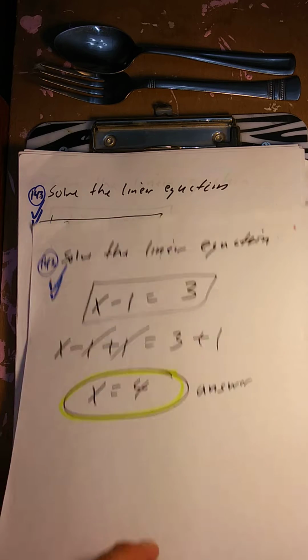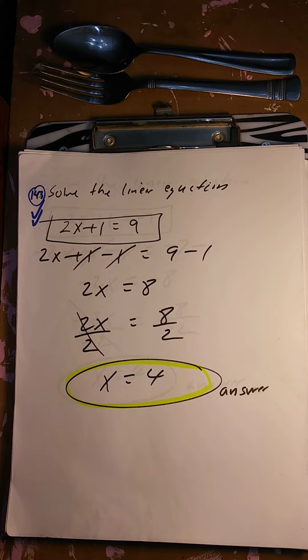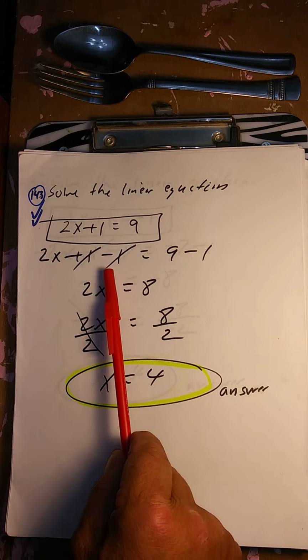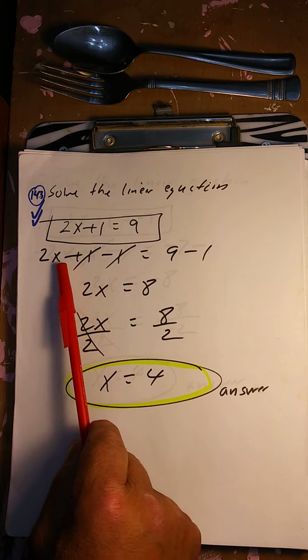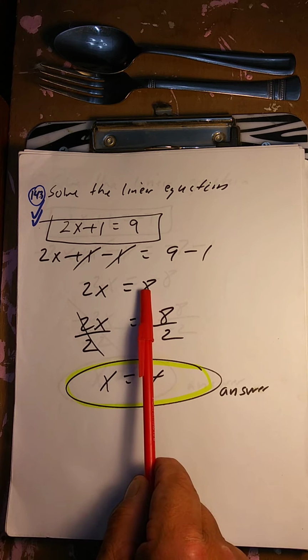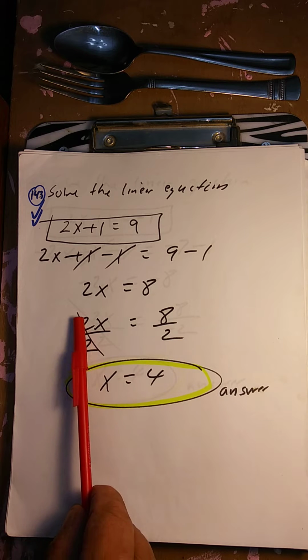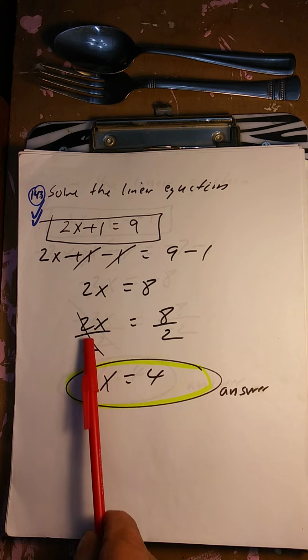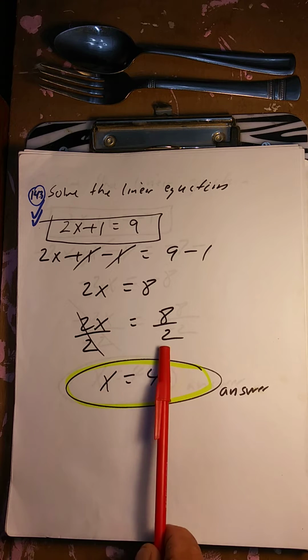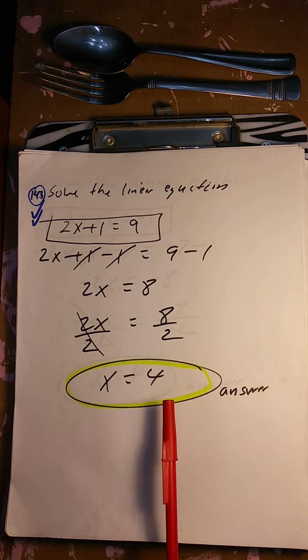Alright, next one. 2x plus 1 equals 9. So first thing I'm going to do is subtract 1 from both sides. Minus 1 minus 1. So that leaves me 2x equals 8. Now in the next step, I'm going to divide by 2. Divide by 2. The 2's cancel here, so you have x only. 8 divided by 2 is 4.